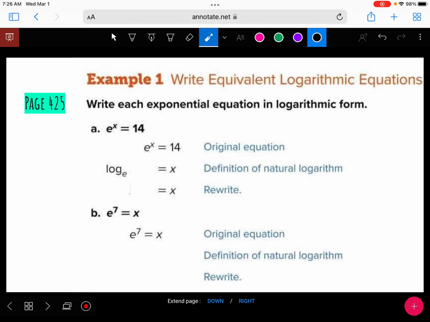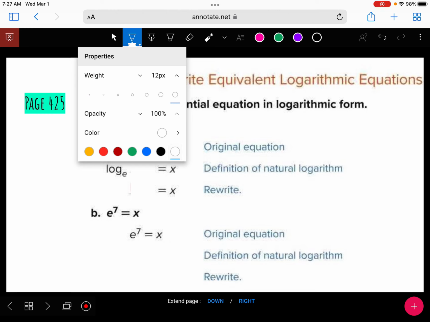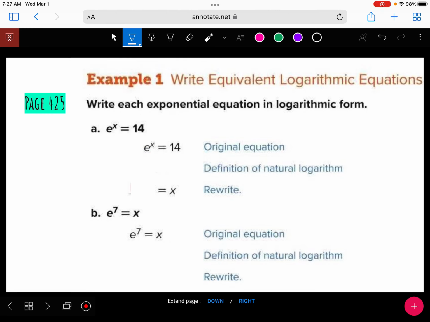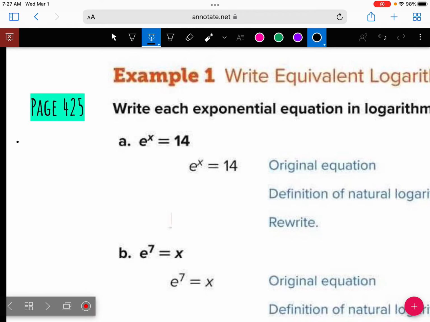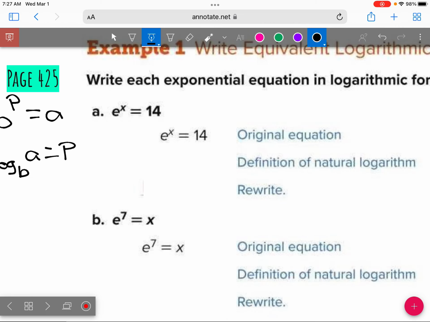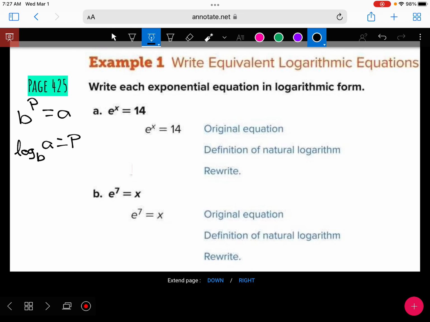So what we're going to do is rewrite things into log and natural log form. So I am going to take that off. Because what we're going to do is rewrite this, B to the P equals A, log base B of A equals P. That's what we're in right now. B to the P equals A. That's an A, not a 9. Log base B of A equals P. That's what we're doing here. It's just got e's as our base.